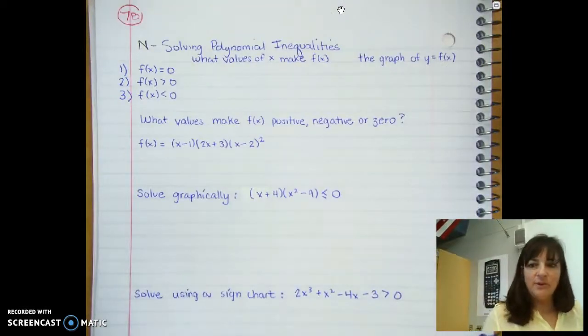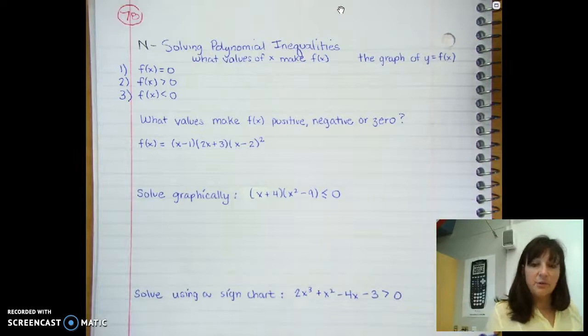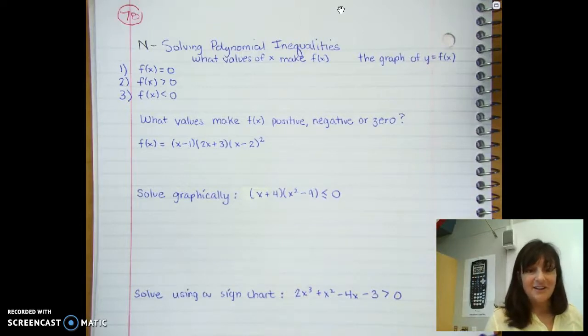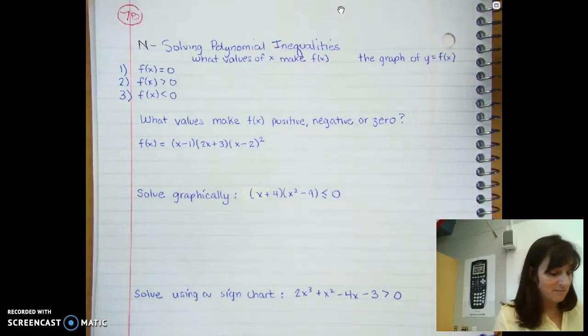Okay, everybody, today we're going to look at solving polynomial inequalities. And what we really have to do when we solve a polynomial inequality is figure out the values of x that will make f of x be either 0, that would be an equation actually, greater than 0 or less than 0. So let's fill in that graphic organizer at the top here.